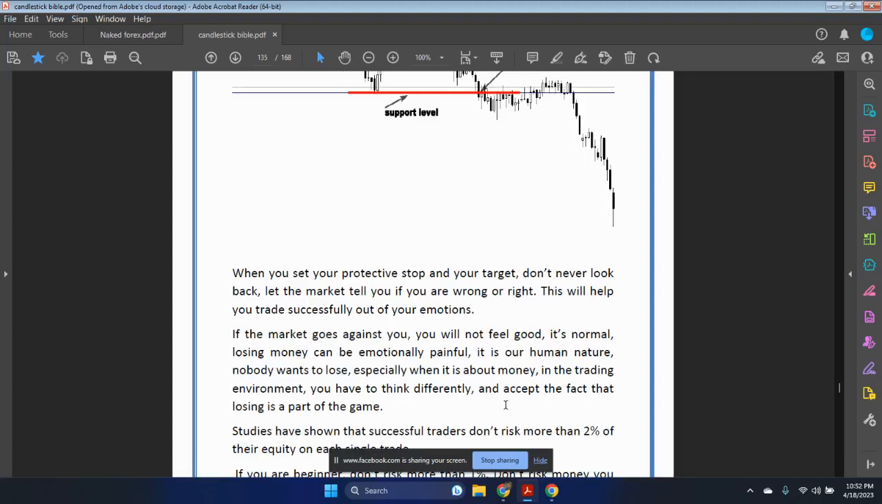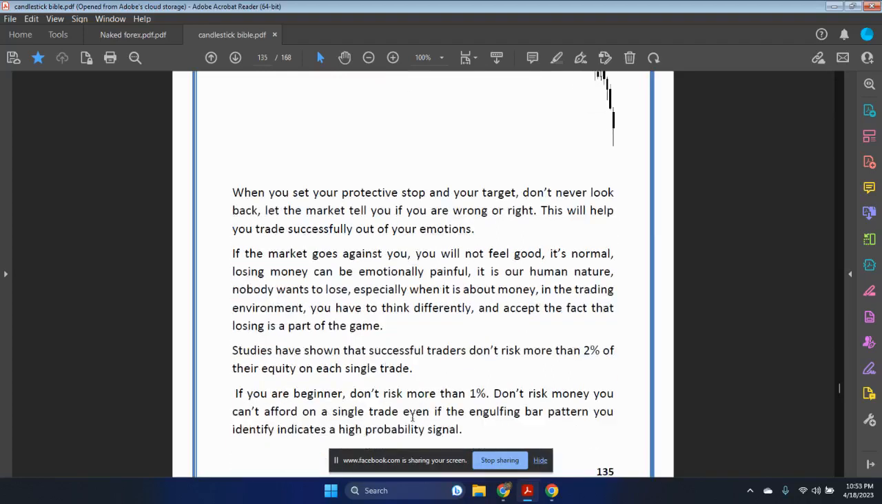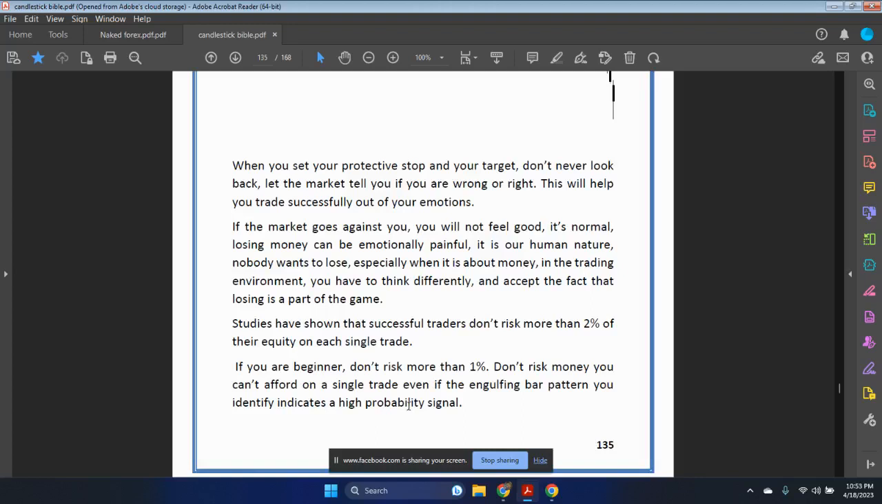Studies have shown that successful traders don't risk more than 2% of their equity on each single trade. If you are a beginner, don't risk more than 1%. Don't risk money you can't afford on a single trade, even if the engulfing bar pattern you identify indicates a high probability signal. I'm gonna highlight this, especially for our beginners.